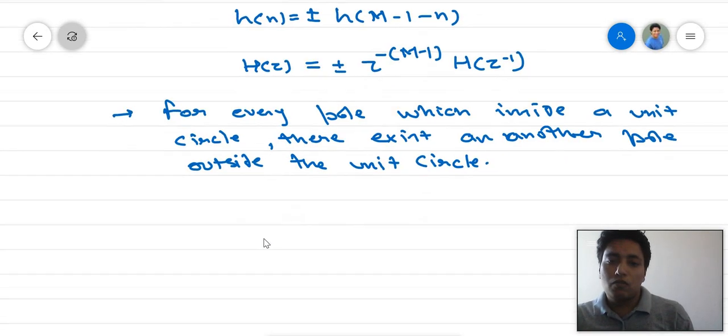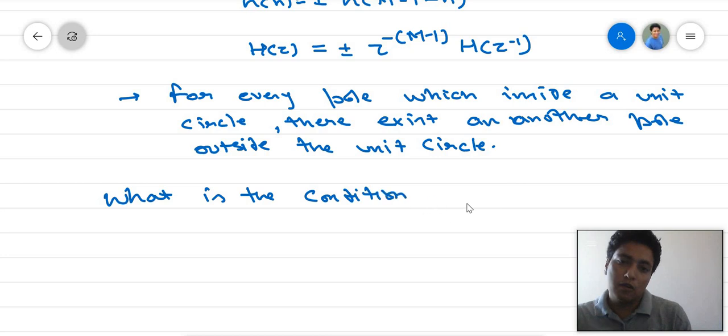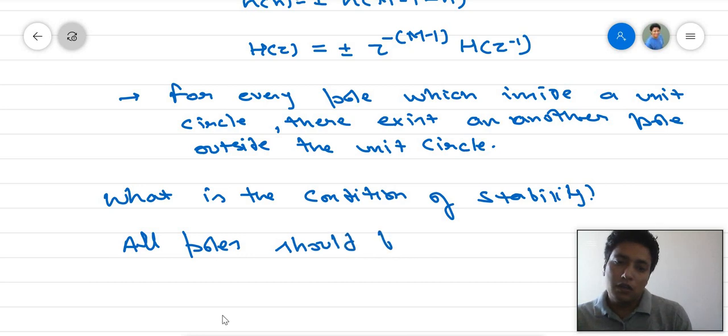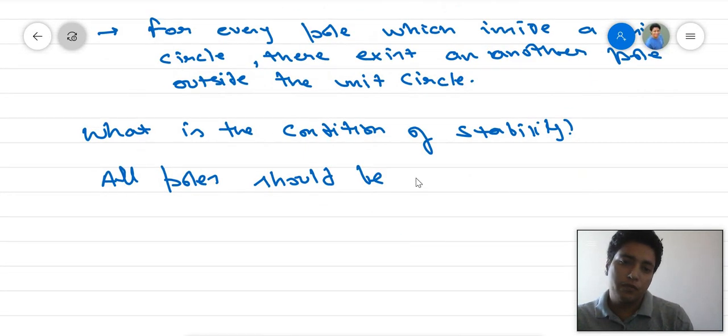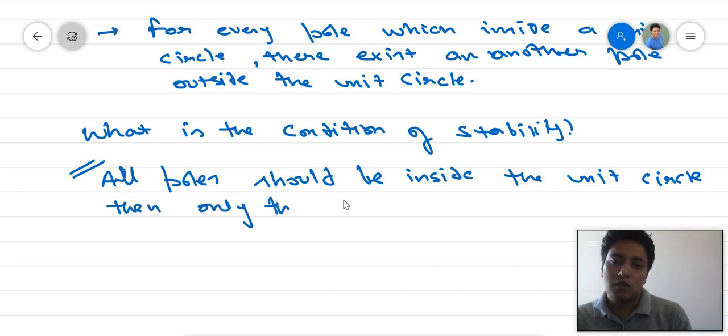Now, what is the condition of stability? All poles should be inside the unit circle. This we have already discussed in our previous lectures. That means all poles should be inside the unit circle, then only the system will be stable.